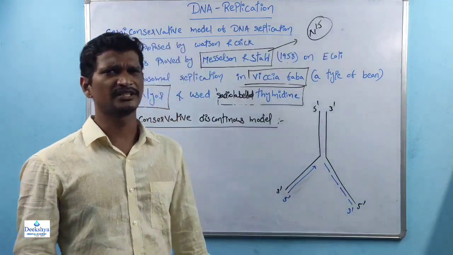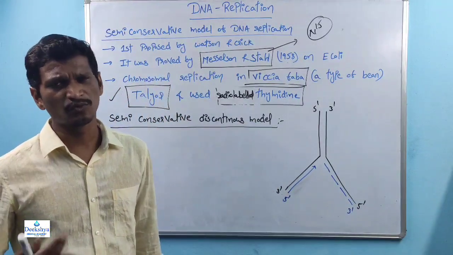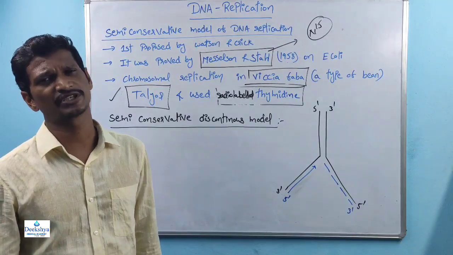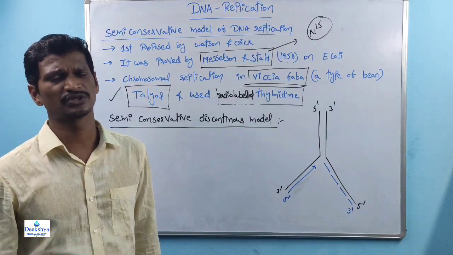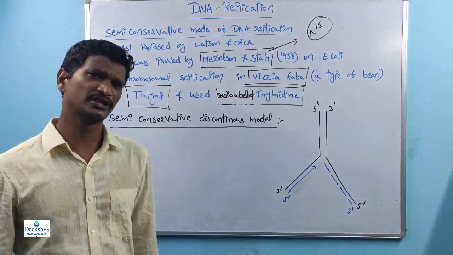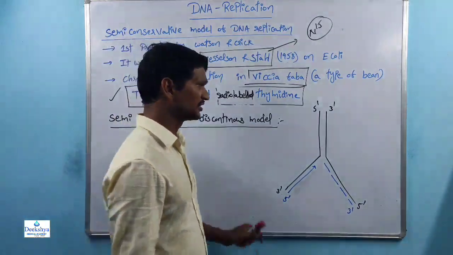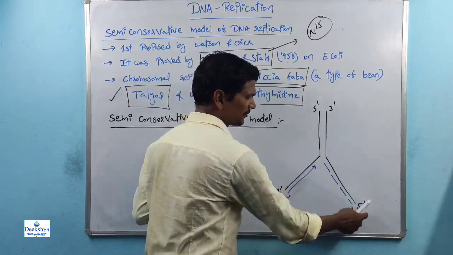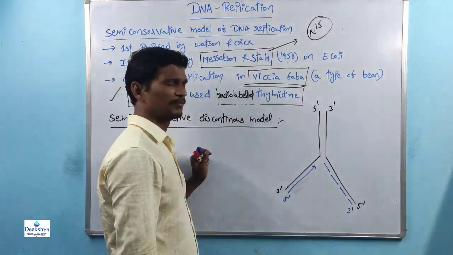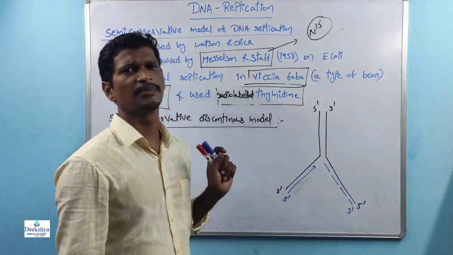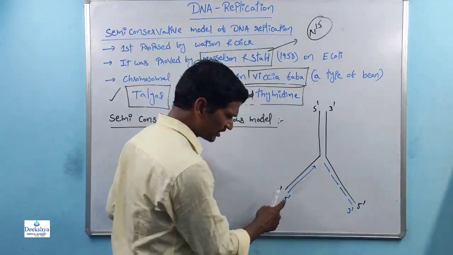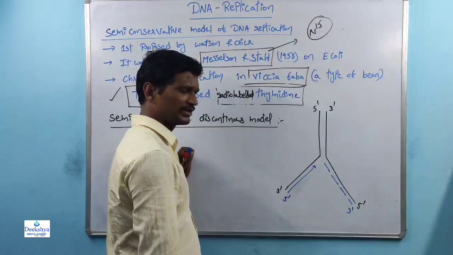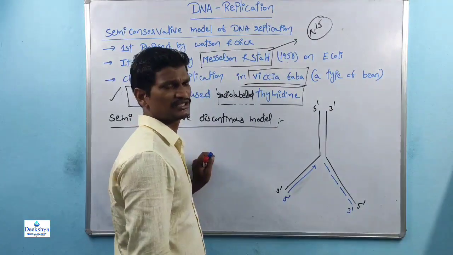I said semi-conservative model, and one more term is added to the DNA replication process, that is discontinuous. What does semi-conservative discontinuous model mean? See, this is the parental DNA, 5' to 3' and 3' to 5'. These are the parent strands. The black strands indicate parental strands, and the blue one indicates the newly synthesizing strand.